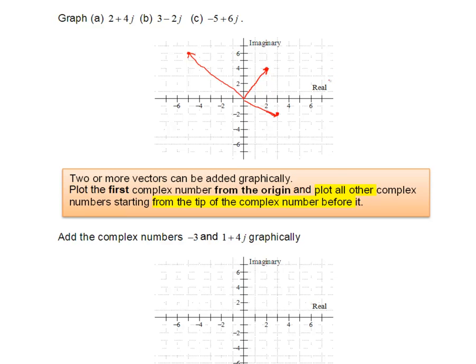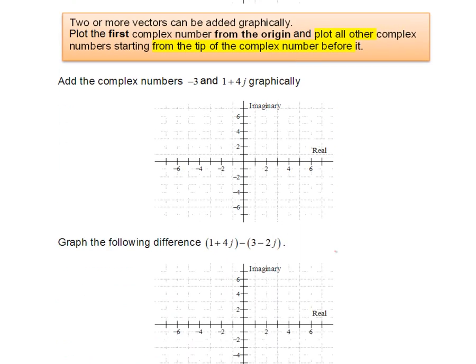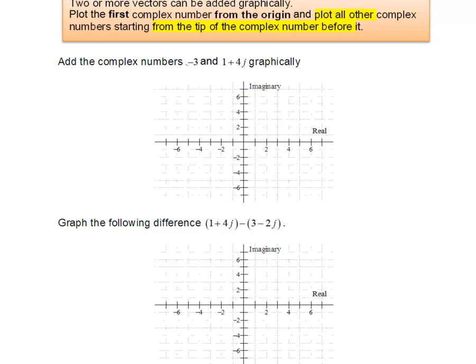Now, we can also add vectors graphically, which will allow us to graphically add complex numbers. In order to do that, we graph the first complex number from the origin, just like we did above. The next complex number, we graph from the tip of the one before it. And what that means is we'll start where the one before finishes. And so this is how we add complex numbers. So the first complex number is -3. So that means -3 in this direction and 0 in the imaginary direction. So there's the first vector.